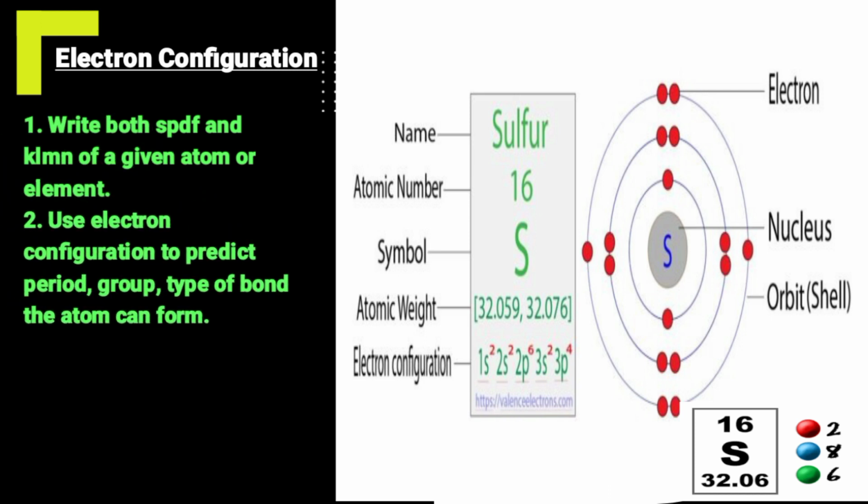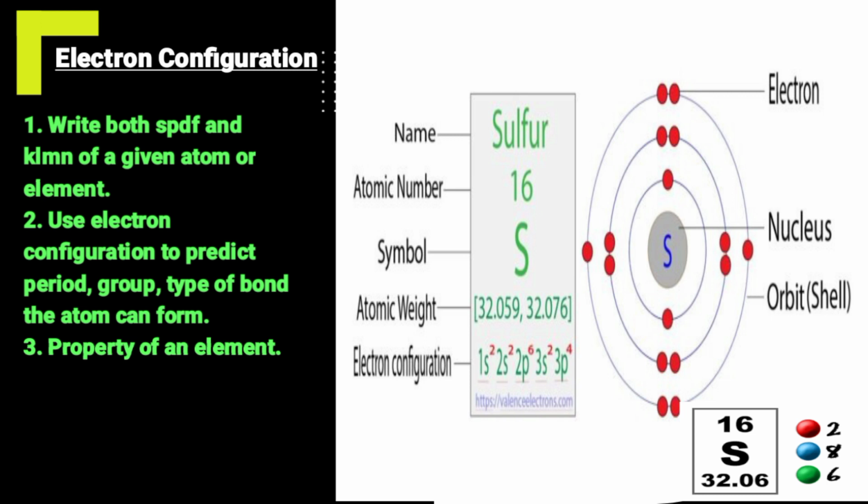So use electron configuration to predict period, to predict group, and the type of bond the atom can actually form. As I have just said, you should also be able to predict the property of an element. For instance, group 1 elements behave like metals because they are capable of releasing electrons, because their atomic shell is below 4. But group 5, 6, 7 are not capable of releasing electrons. Rather, they love accepting electrons.